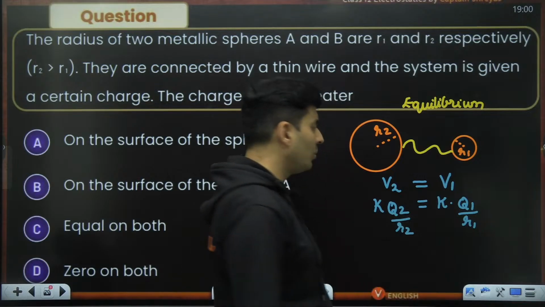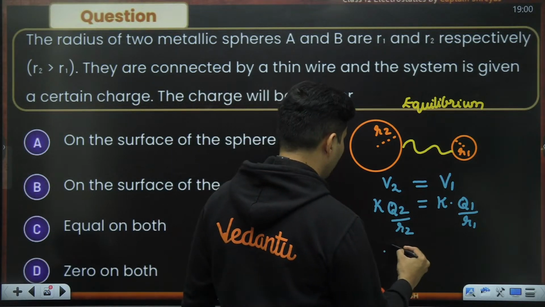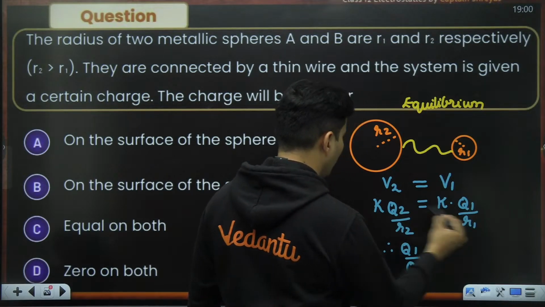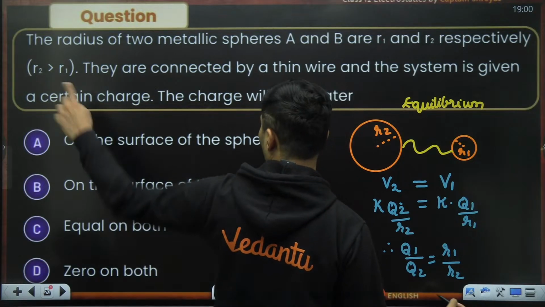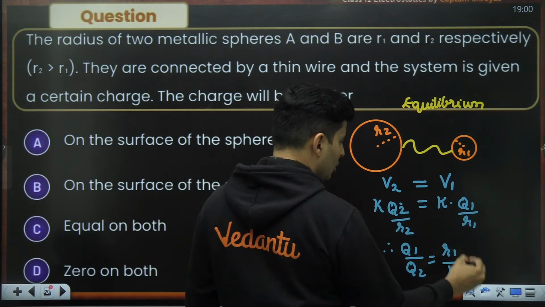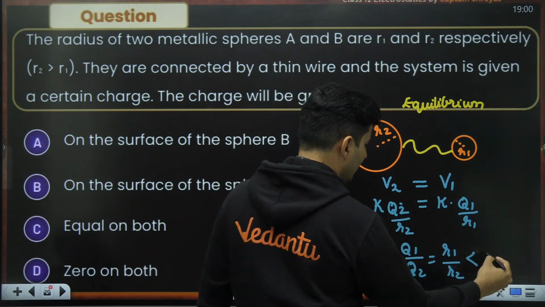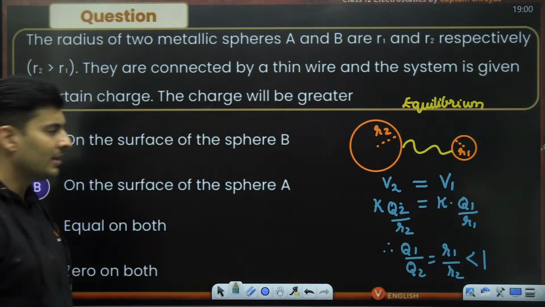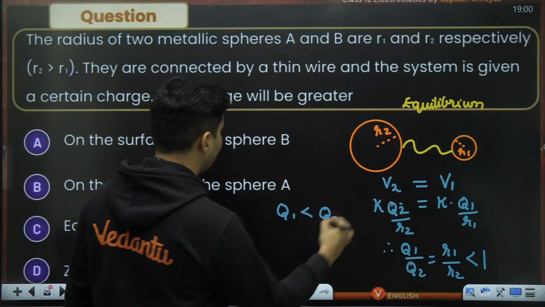Remember the formula for potential, kq by r, right? K cancels. So from this we get q1 by q2 is r1 by r2. But r2 is more than r1. So denominator is more, numerator is less. So 100% this is less than 1. So q1 will be less than q2. So q1 will be definitely less than q2.